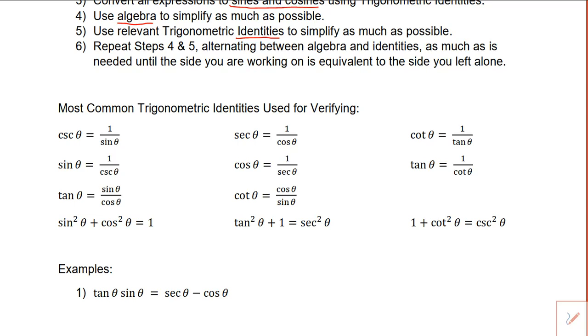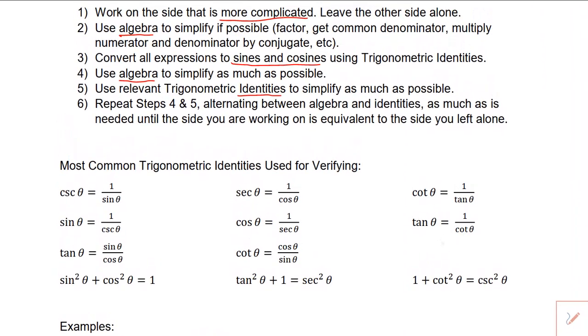Let's look at example 1. I have tangent of theta times sine of theta equal to secant of theta minus cosine of theta. And remember, I'm not solving, I'm verifying. So for that reason, I'm going to go through these steps.